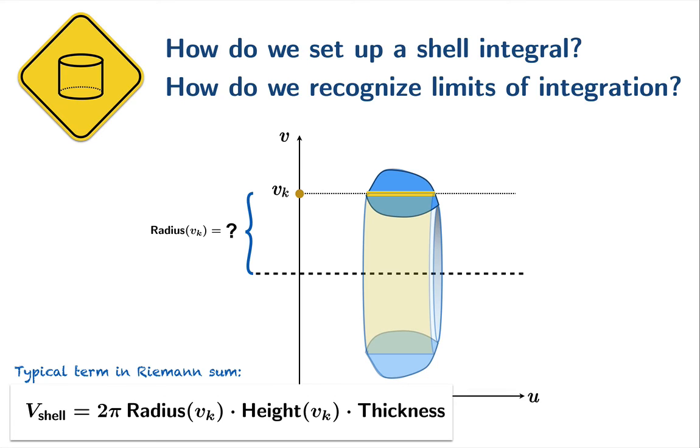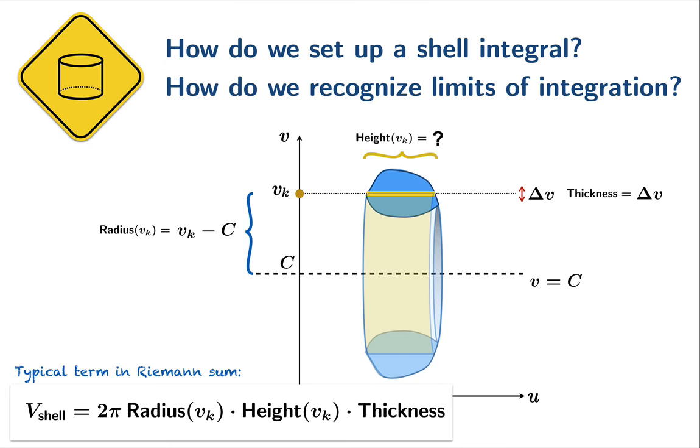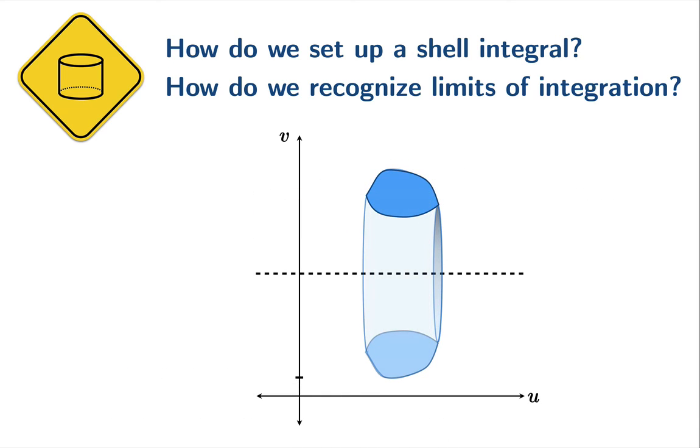The radius in this case is going to be v_k minus c. The thickness is just going to be delta v. And the height, well, height is an interesting description. You really have to turn your head to see it as a height. But the height is going to be the top minus the bottom. And you're going to have to get that information from the problem as it's given to you. But once you find all this, then you're able to put that back in.